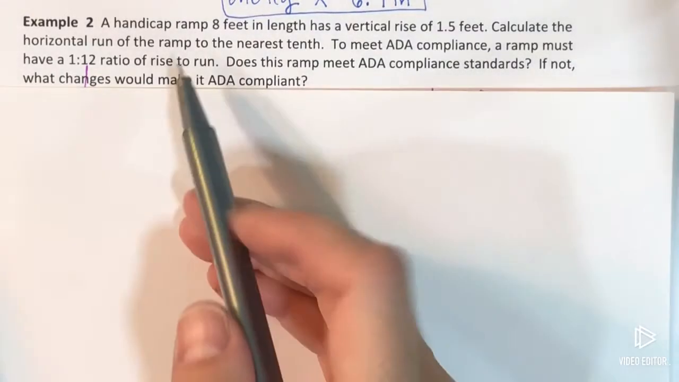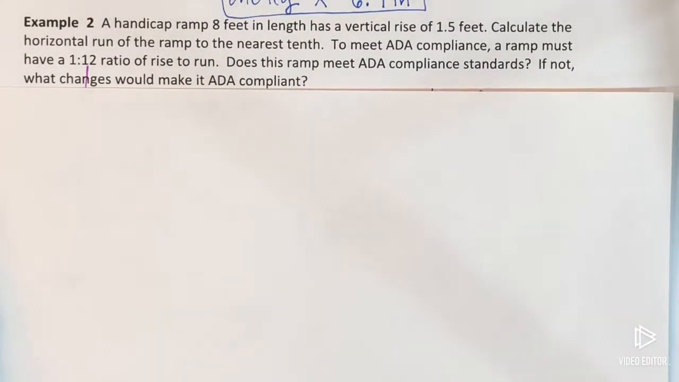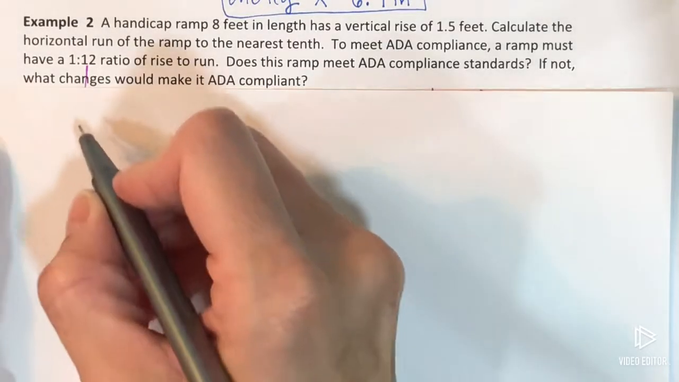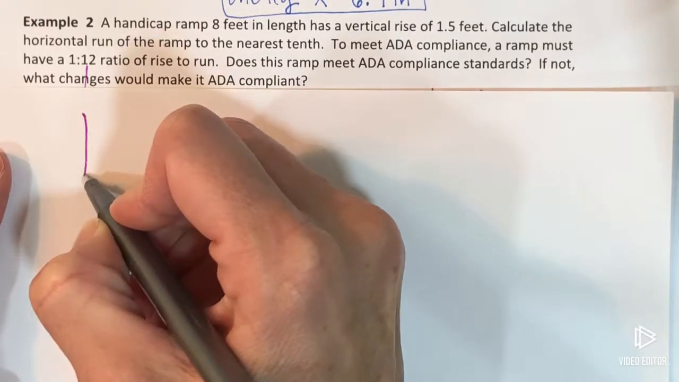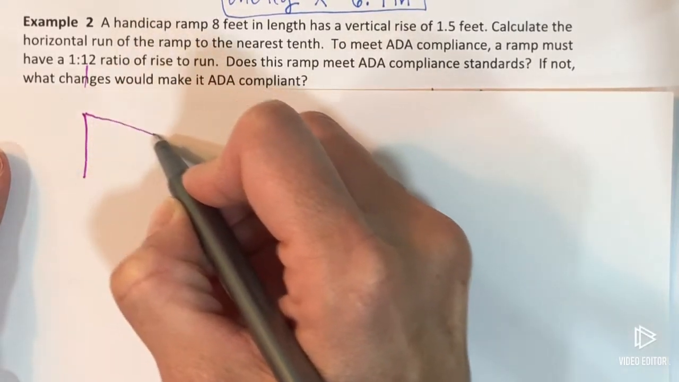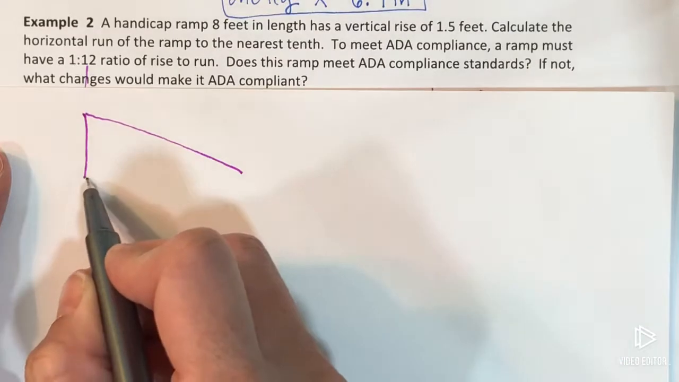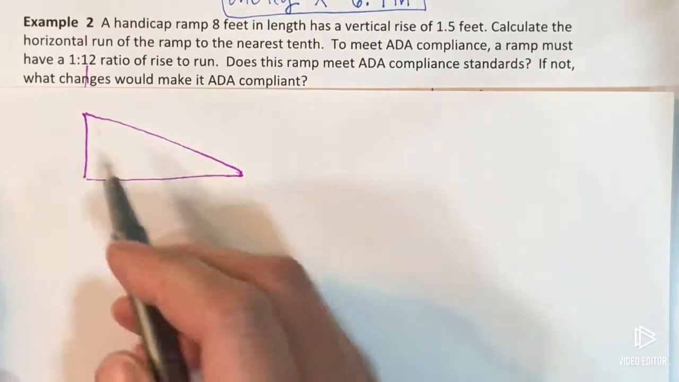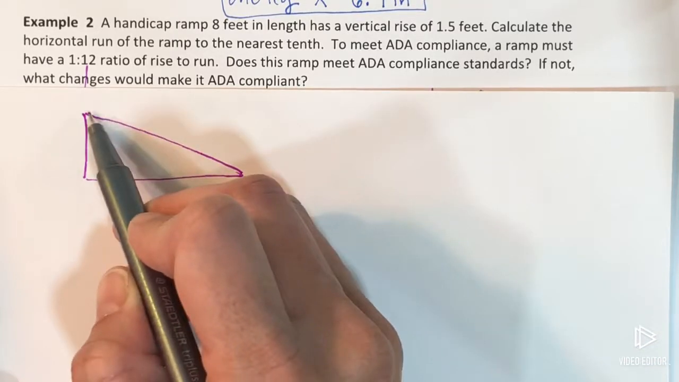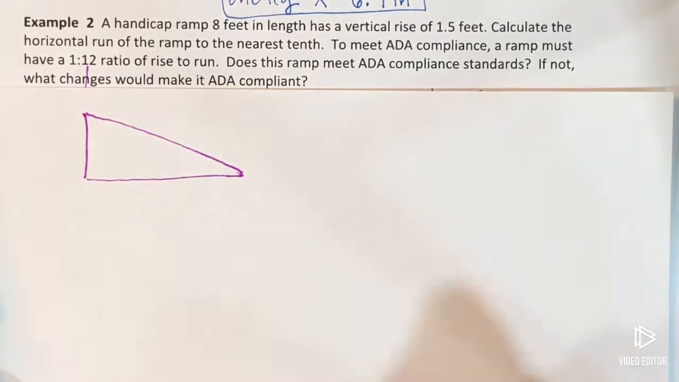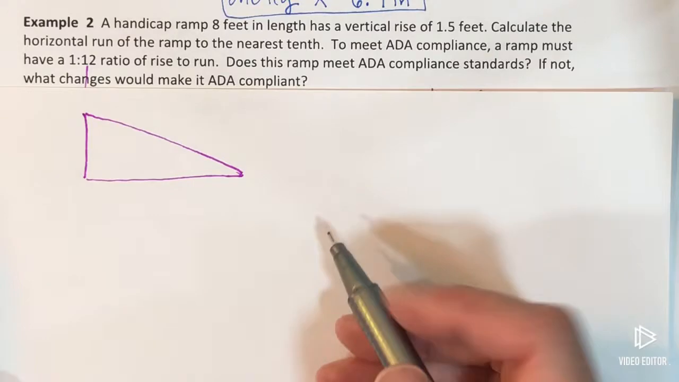Okay, example 2. A handicap ramp 8 feet in length has a vertical rise of 1.5 feet. Let's just stop there. If I was thinking about a handicap ramp, it forms a right triangle. If this is my ramp up here, in order to support it, I have to have a right triangle below it.